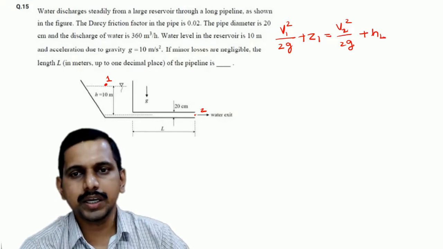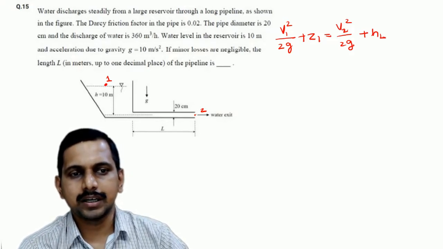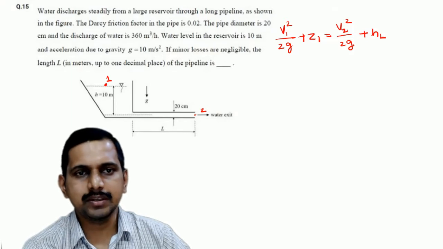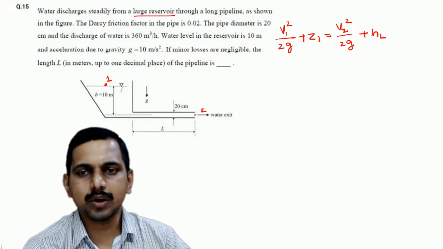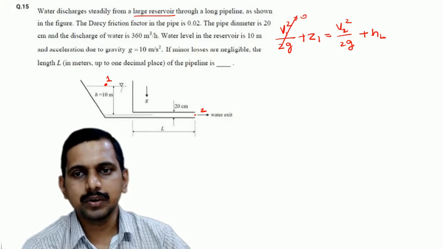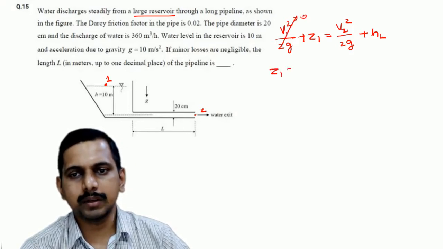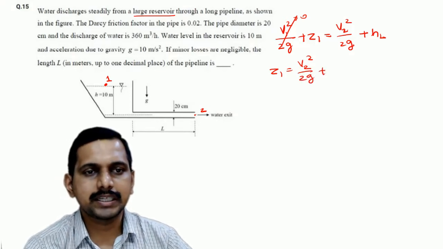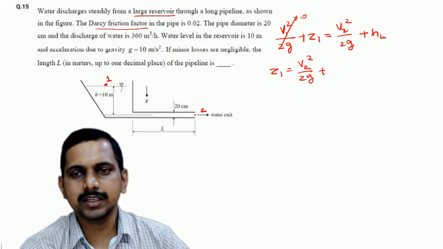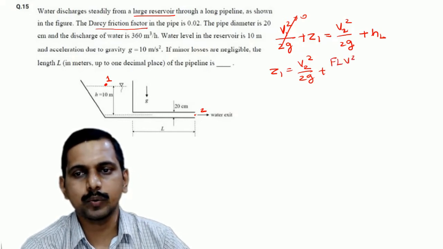Correct? So here V1, because it is a large reservoir, the displacement in the water level may not be very high, so this also goes to 0. That means Z1 will be equal to V2 square by 2g, that is the velocity with which it is coming out, plus HL. HL, since Darcy friction factor is given, can be written as fLV square by 2gd.